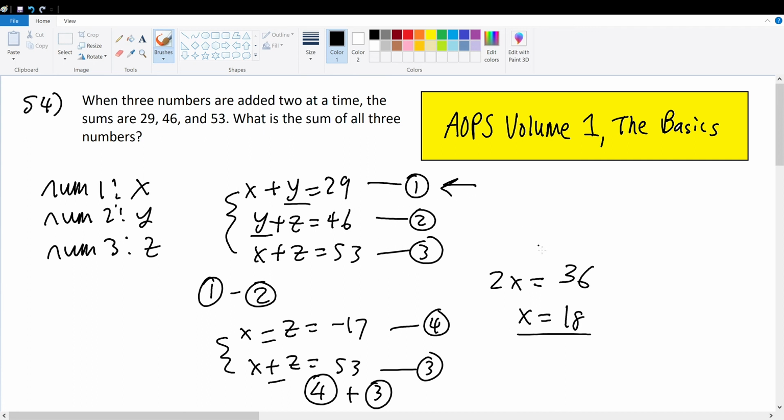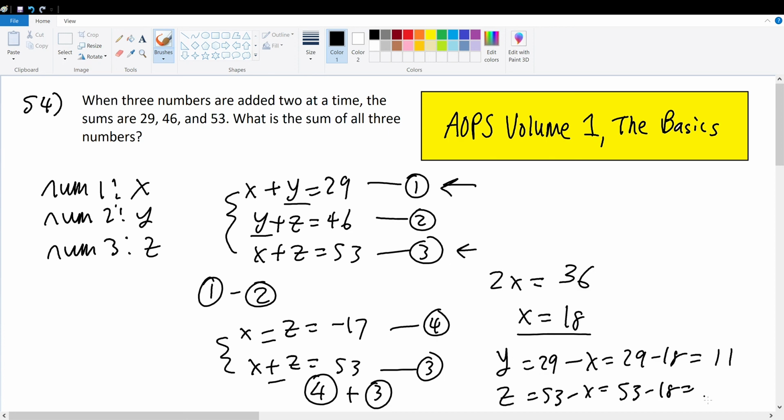And we can plug it into equation 1 to solve for y. Y is equal to 29 minus x, which is equal to 29 minus 18, which is the same thing as 11. Furthermore, we can apply x into the third equation to solve for z. Z will be equal to 53 minus x, which is equal to 53 minus 18, which is equal to 35.